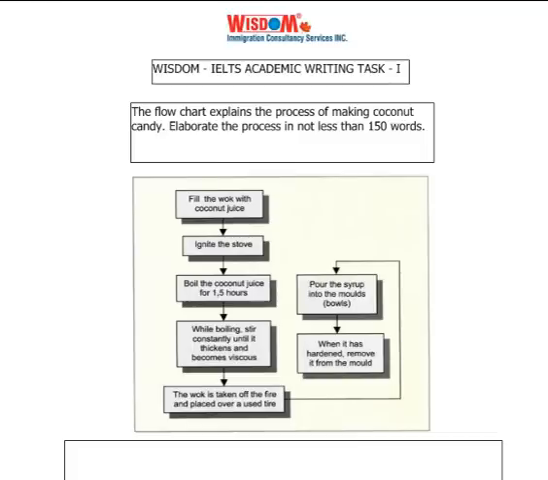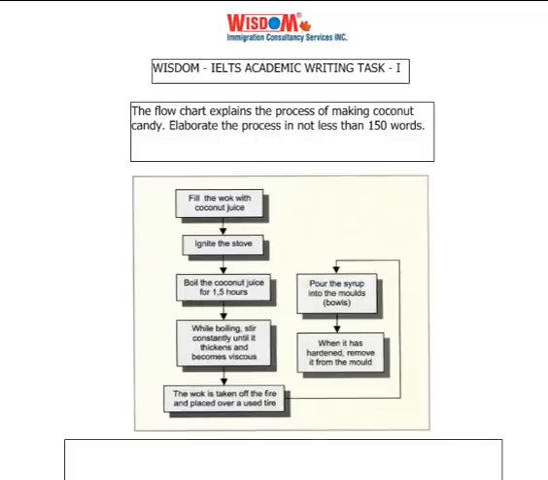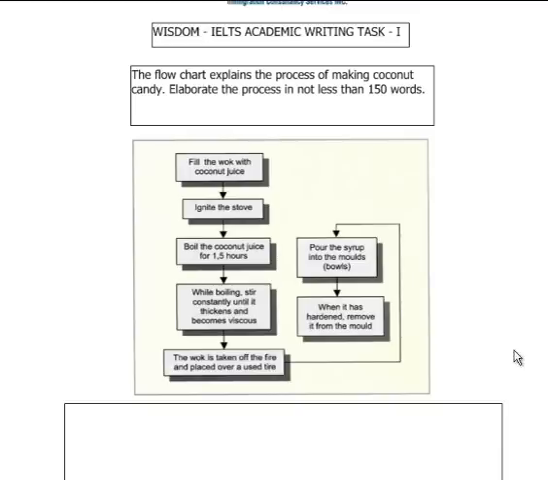This is the writing task 1 for the IELTS academic module. As you know, the writing task 1 of the IELTS test needs you to write at least 150 words on the given topic, and the time that you have is just 20 minutes. The minimum word limit is 150 words. However, there is no specific maximum word limit given, so you can write as much as you can. So let's go ahead and study this flowchart.